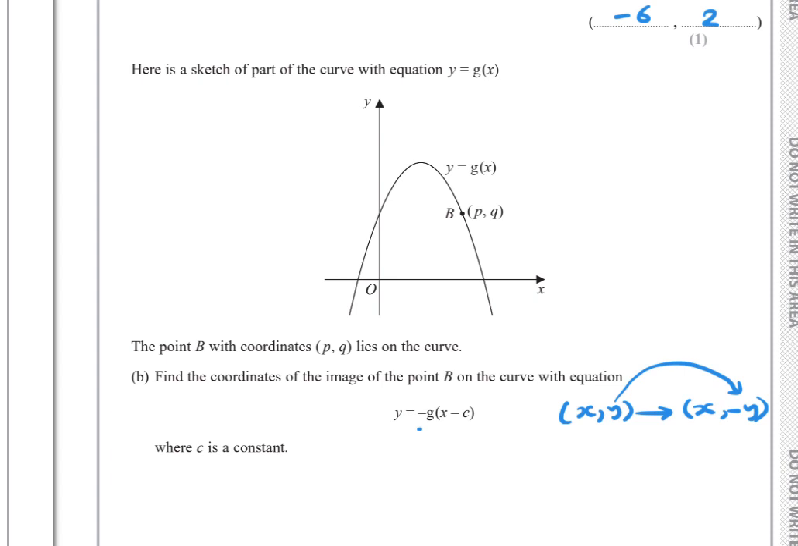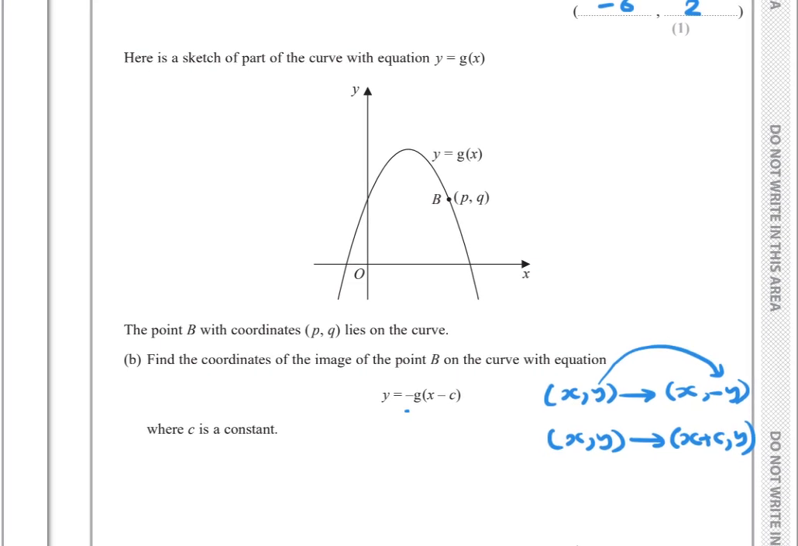And when you subtract c from x, this is a horizontal translation c units to the right. So the point (x, y) will be (x + c, y). So we have two transformations. So the point (p, q) becomes p plus c for x, and for y change the sign, so negative q.